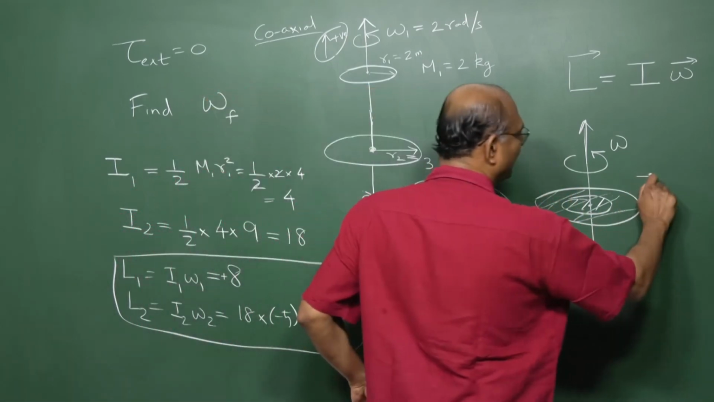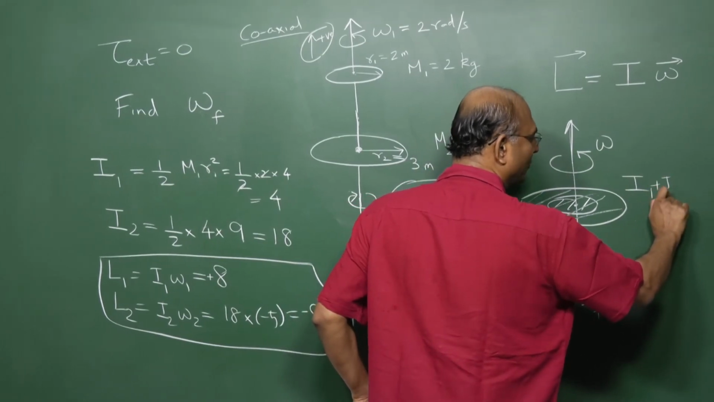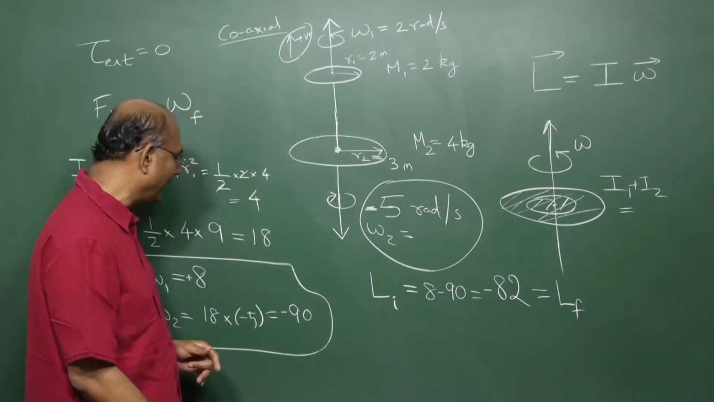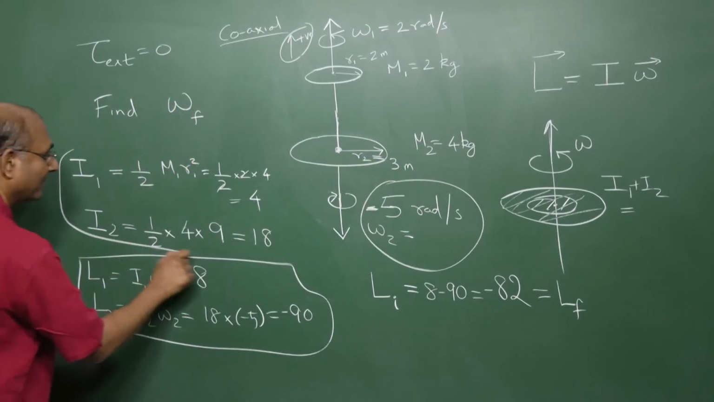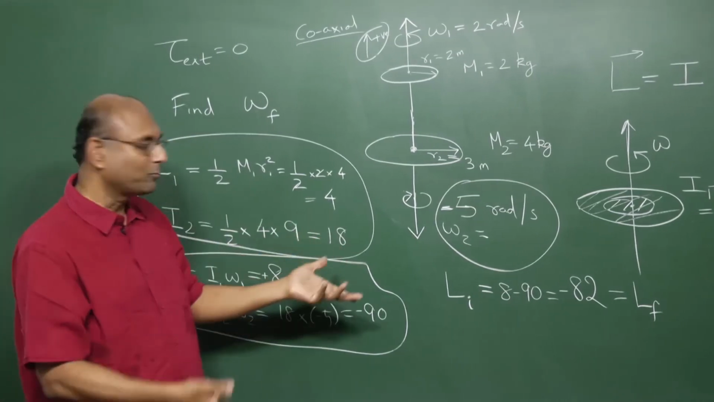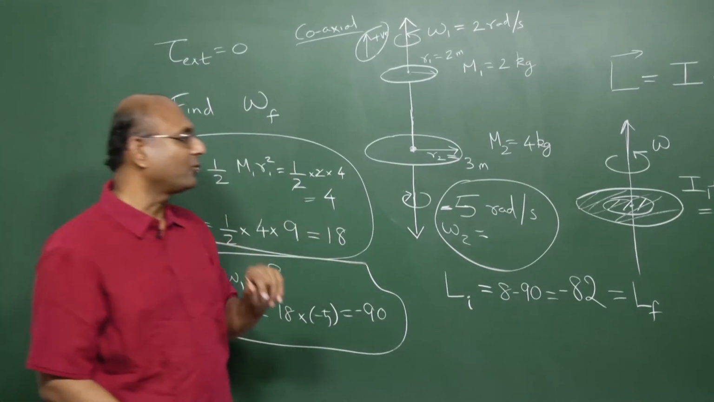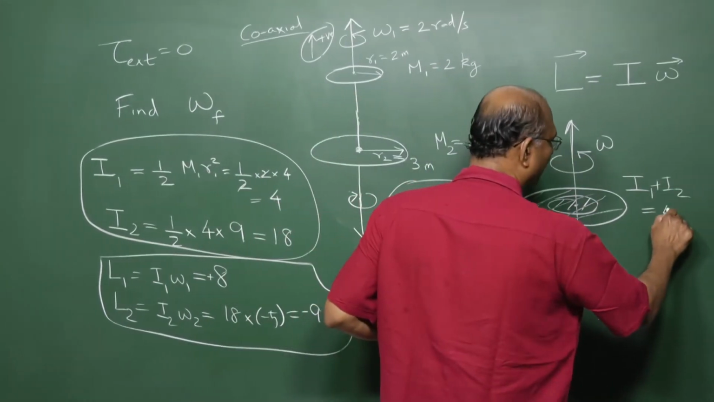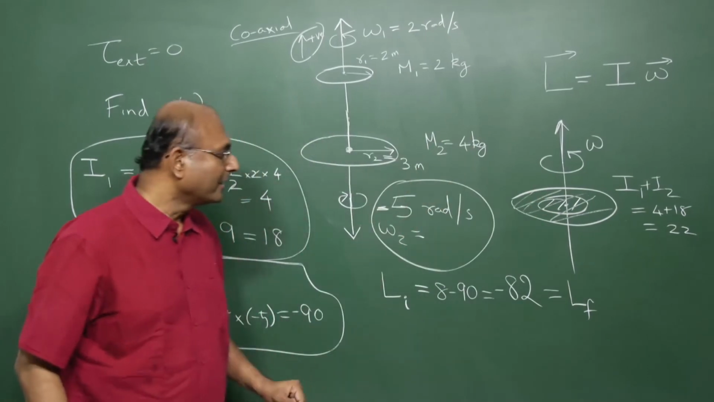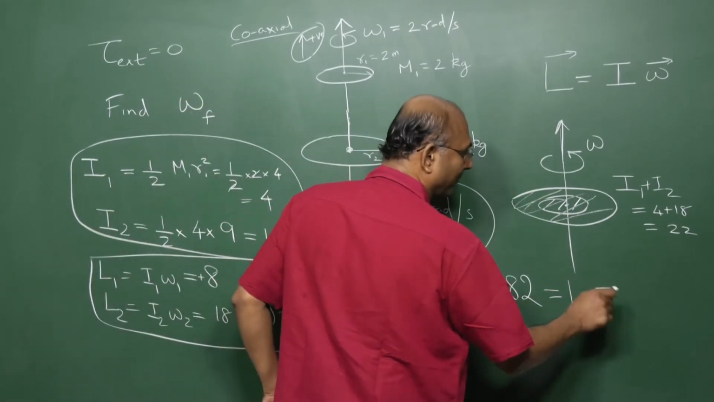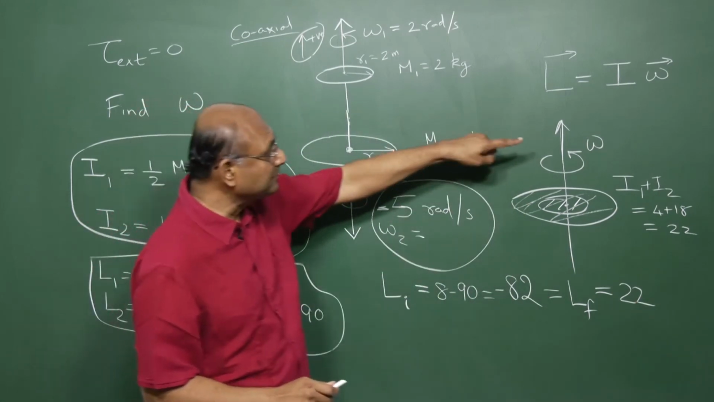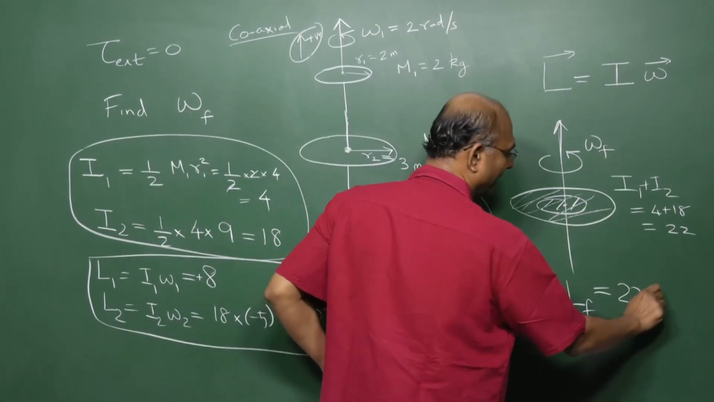So what is the moment of inertia? I1 plus I2. Or you can write I1 omega plus I2 omega, which is I1 plus I2 times omega. Moments of inertia just simply add. No minus and plus sign for addition of this. So it is just simply plus both of these. So 18 plus 4, how much is that? 22. 4 plus 18, 22. SI units again. So final angular momentum is total moment of inertia times the final omega.